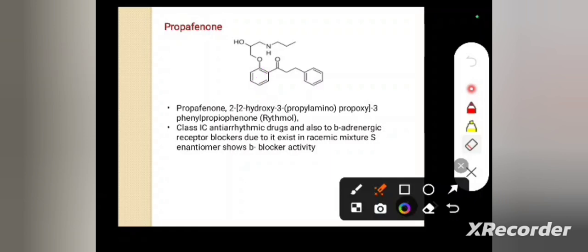At this second position, there is a 2-hydroxy propylamino propoxy substitution. So structurally, remember the 3-phenyl propiophenone has the 2-hydroxy propylamino propoxy substitution at the second position. This is a class 1C antiarrhythmic drug, and it can block the sodium channels as well as show beta blocker activity.